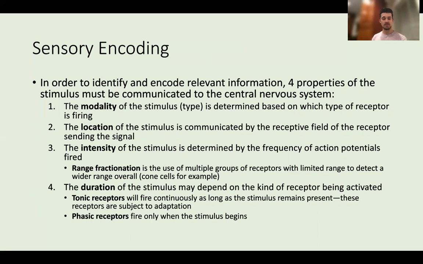And then the other type of receptors are phasic receptors, and those fire only when the stimulus begins. Those usually indicate a change in stimulus, or they help with changes in the environment. They only fire when the stimulus begins, so they're not subject to adaptation. Those are only the tonic receptors.